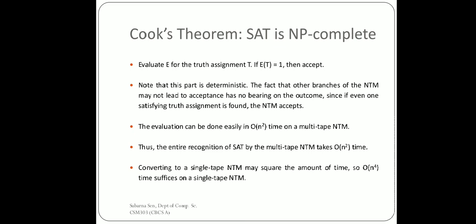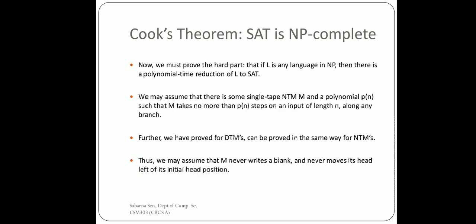Till now it is okay, but to prove NP-complete we have to prove one more property, right? Now we must prove the hard part: if L is any language in NP, then there is a polynomial time reduction of L to SAT. So this is the harder part.